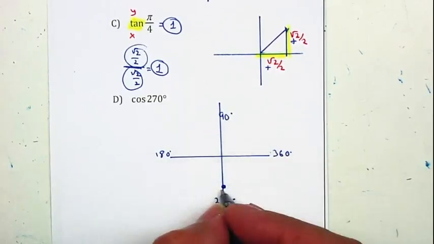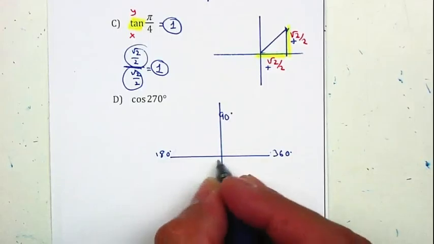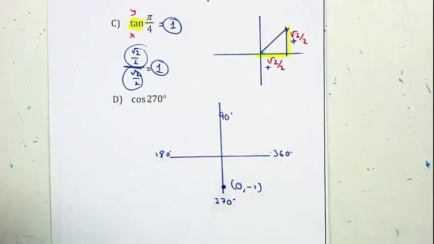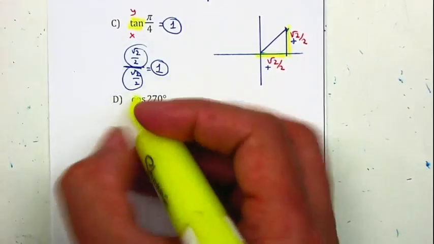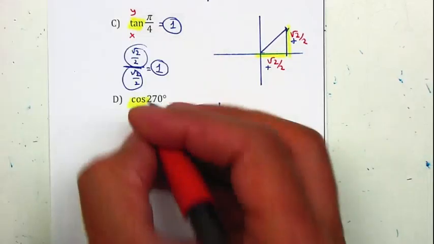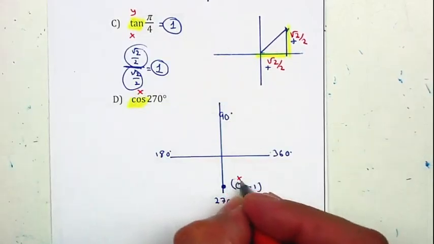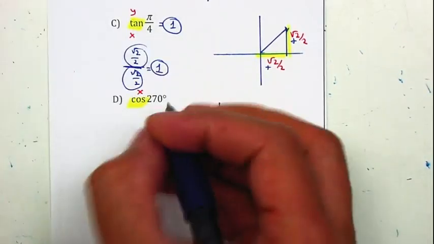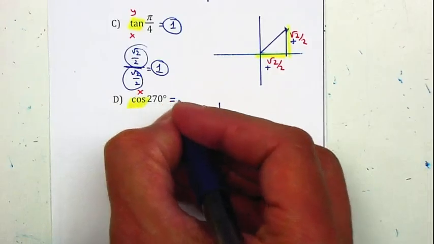Since it lands on the y-axis, I know that this is 0, negative 1. And I'm looking for the cosine. The cosine is your x value, and your x value is 0. So therefore the cosine of 270 degrees is equal to 0.